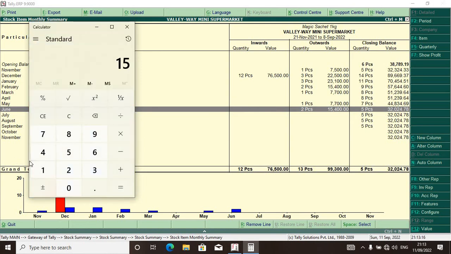One five 400. This is for the two items. Divide by 2. We are dividing by 2 because we want to get the actual price for one item. Enter. Here it is saying 7,700. Okay guys, that is the last sale price for that specific item. Thank you for watching.